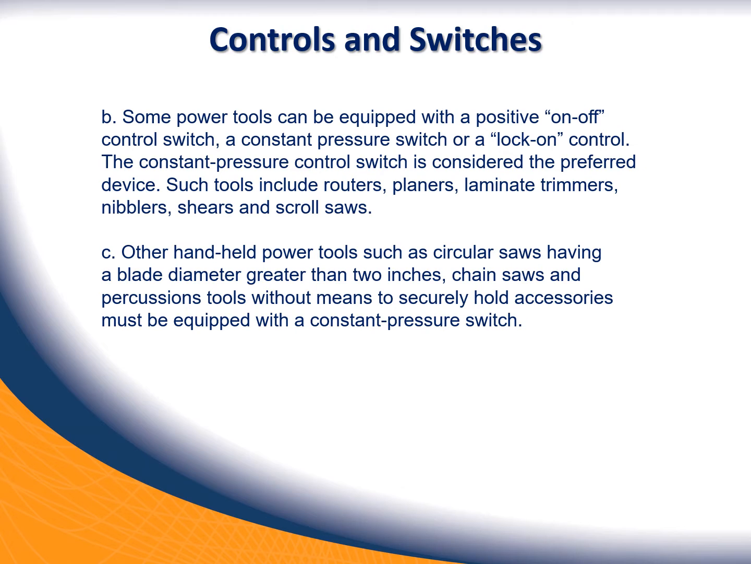Some power tools can have a positive on-off control switch. And that's one that can be a little bit more dangerous just because it can be left on by mistake. And then the third one is to talk a little bit about power tools such as circular saws that have a larger blade. They must be equipped with that first switch, which is a constant pressure switch.